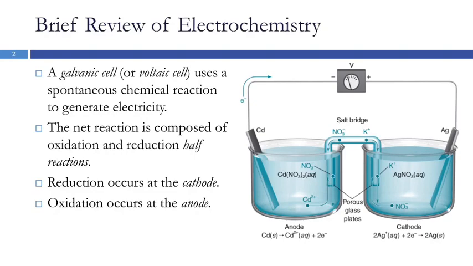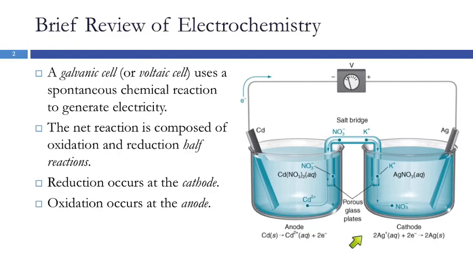So a galvanic cell, also called a voltaic cell, uses a spontaneous chemical reaction, a redox reaction, to generate electricity. And the net reaction is composed of an oxidation reaction and a reduction reaction. Those are called half reactions because those two halves put together make the whole reaction. You can't have just one half reaction operate. There has to be oxidation and reduction.